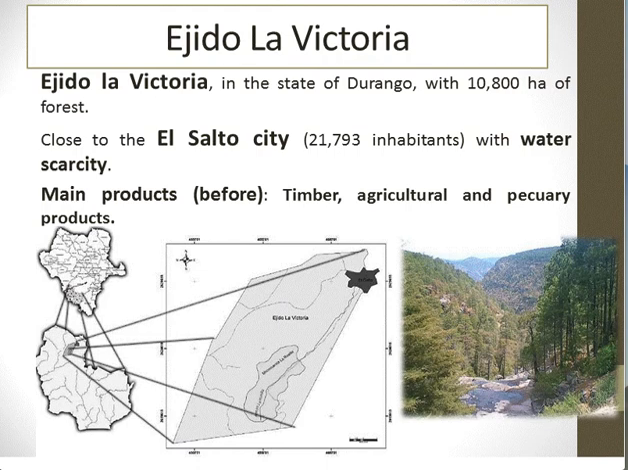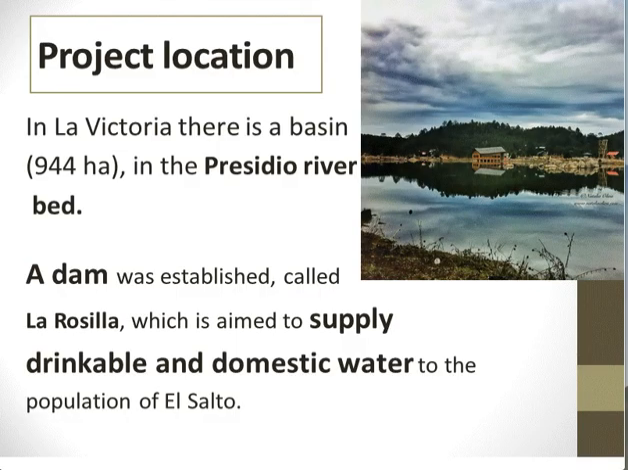Yes. Okay. The Ejido La Victoria is located in the state of Durango with about 11,000 hectares of forest. It is close to El Salto City, where there are about 22,000 inhabitants with water scarcity. And the main products before the project in the Ejido are timber, agricultural and pecuary products. In La Victoria, there is a basin with 944 hectares in the Presidio River bed. In that place, a dam was established called La Rosilla, which is aimed to supply drinkable water and domestic water to the population of El Salto. And this is the case that we analyze in this project.